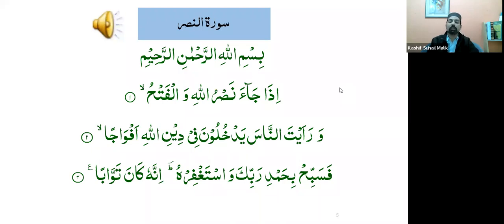Who will break down the word fasabbih? How many parts? Fasabbih. Any idea? MashaAllah, very good. There are two parts, fa and sabbih. And how many parts is bihamdi? MashaAllah, very right. These are also two parts, bi and hamd. Excellent. Rabbika. How will you make the action of Rabbika? With one finger, Rabbika, your Lord, your Rabb, mashallah.